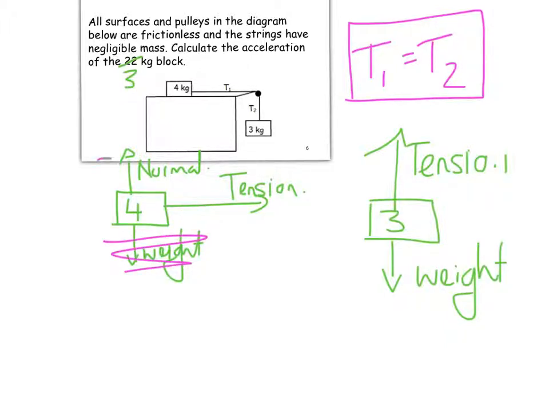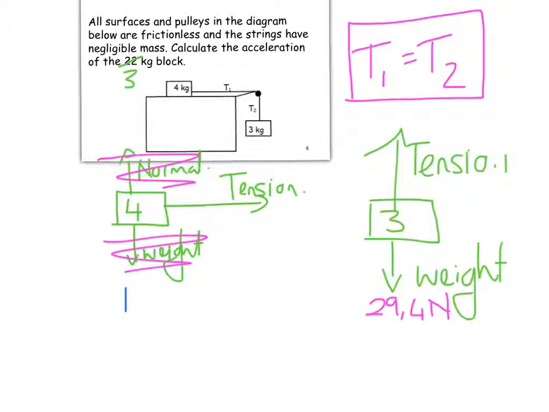Obviously, these two forces are in equilibrium, so we don't need to consider that. We then have to consider that the weight is going to be equal to 3 times 9.8, and we get 29.4 newtons downwards. And then they want to know what is the acceleration of this block. So we need to know the net force on this block. So let's go back to the original block.